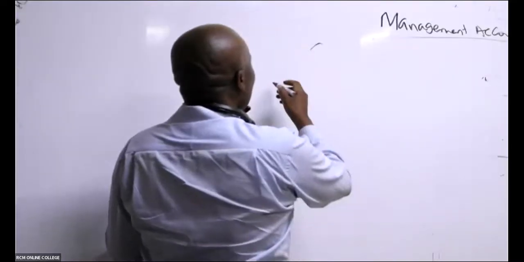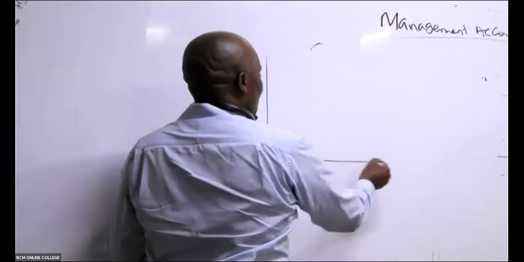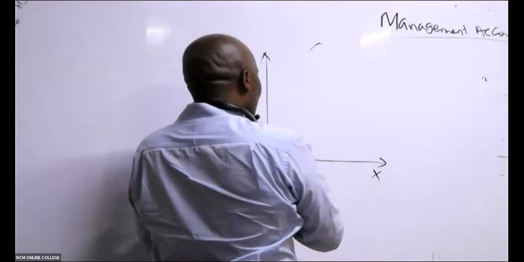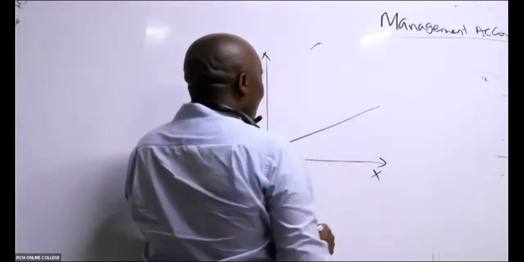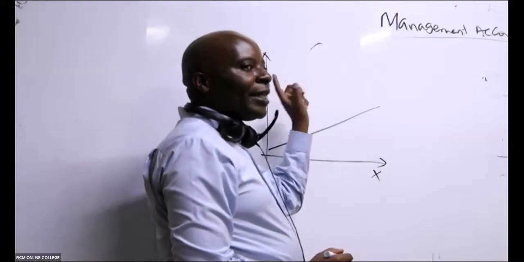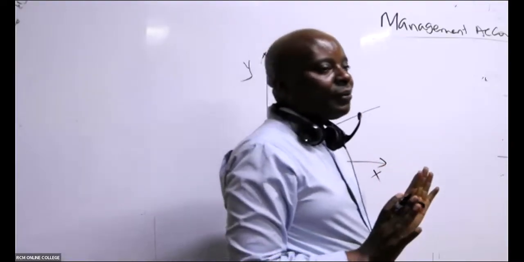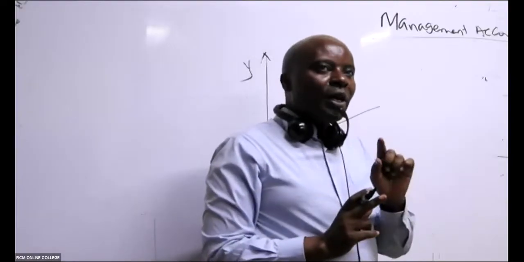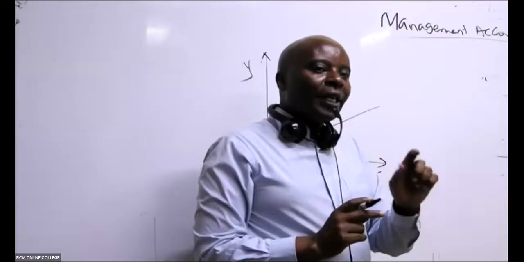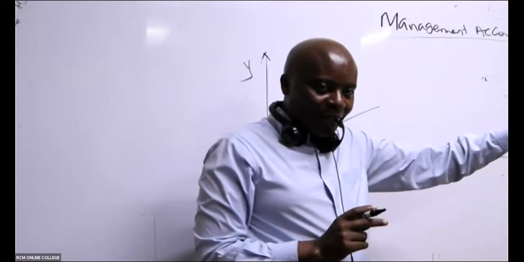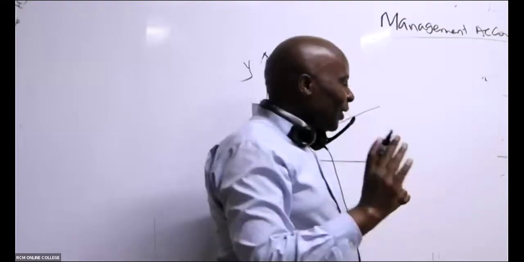So when we talk of a direct relationship, if this is X and this is Y, this relationship can only be direct if as X increases, Y also increases. That is also what happens to direct costs. Direct costs are those costs that will increase as the volume of production increases. Just like, for example, this college.